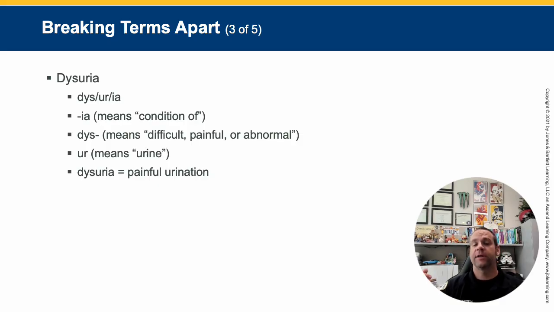Okay, but now let's put it all together. Dis, difficulty or painful, right? That's going to be your prefix. Your word root, ur, means urine in this case, and then your suffix ia, condition of. So the term dysuria translates to a condition of painful or difficult urination.